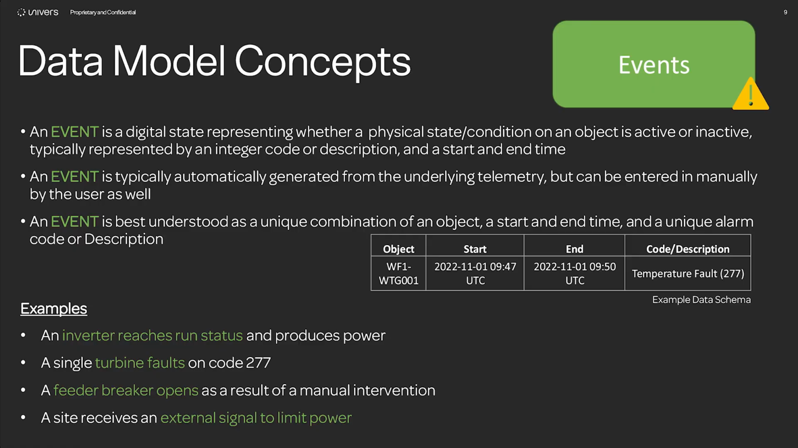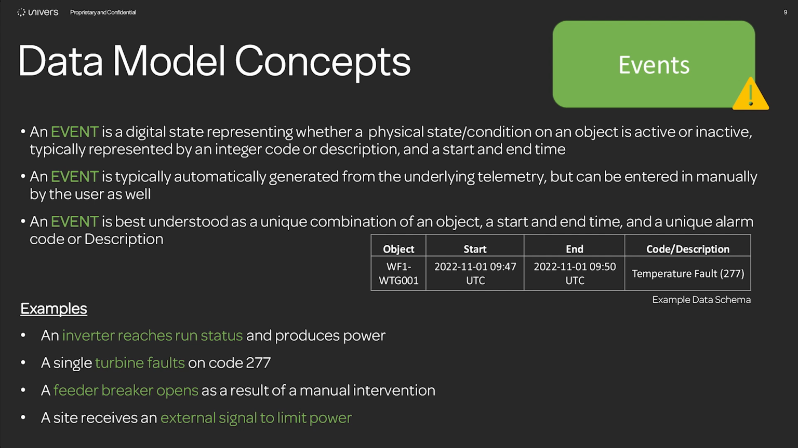To put it plainly, an event is a digital state representing whether a physical state or condition on an object or an asset is active or inactive. An event is typically automatically generated by the underlying telemetry or SCADA system, but it could be a manual entry as well, or a planned entry, as we'll show in the demonstrations. An event, really, from a data modeling perspective, is best understood as a unique combination of an asset or an object, a start and an end time, and a unique alarm code or description.